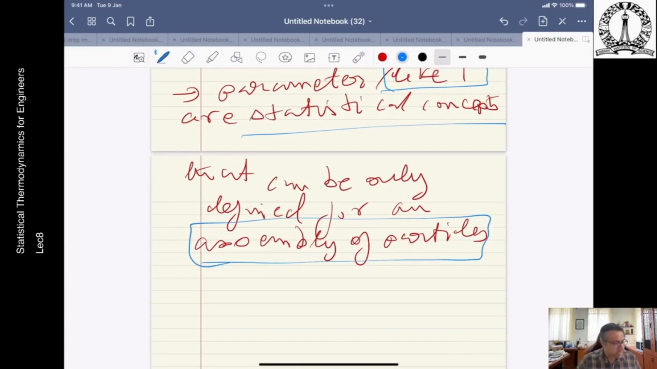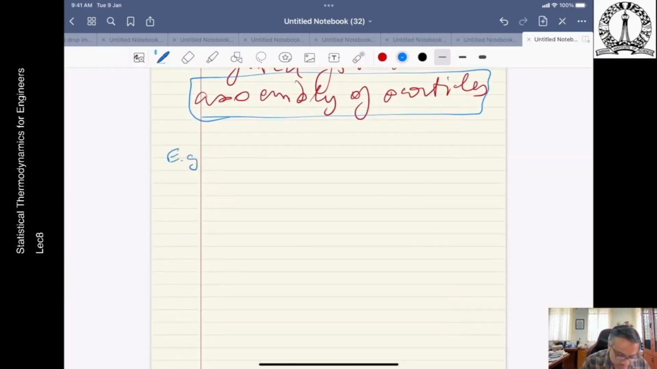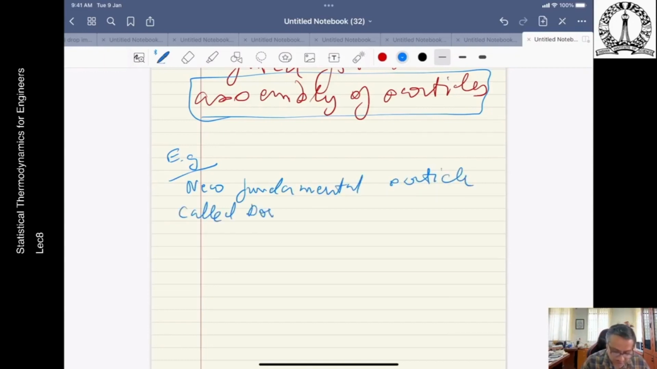Okay. So let us take an example problem so that you understand it the best. Example problem. So there is, say, a new fundamental particle called, say, boileron. This particle may not be there in real life. This is just an example.